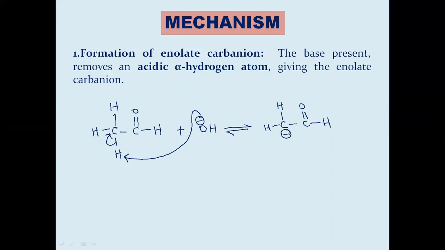So this negatively charged carbon is nothing but the carbanion. Whenever carbon bears a negative charge, we call it a carbanion. So here we have the formation of the enolate carbanion in the first step because of the attack from the base on the alpha hydrogen, so that it abstracts the alpha hydrogen and forms the enolate carbanion. So this is the first step. Let us go to the next step.